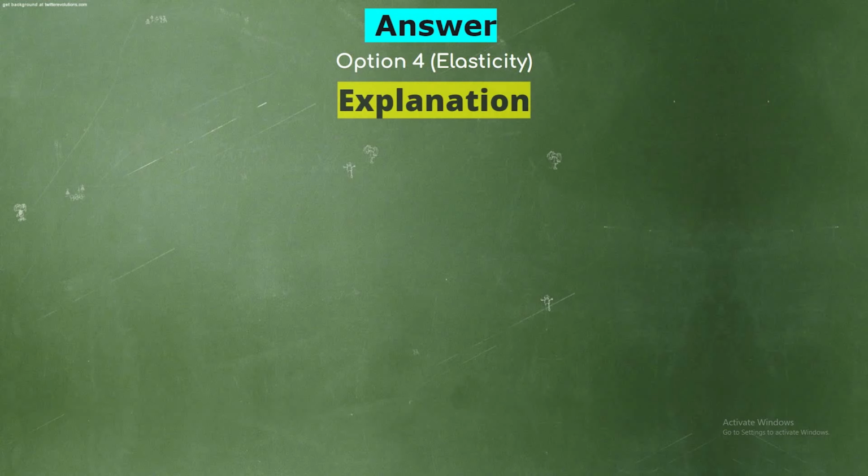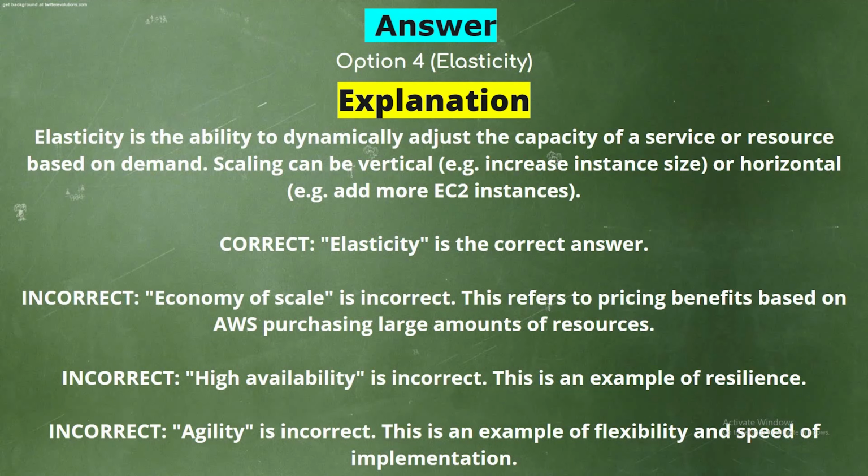Elasticity. Explanation. Elasticity is the ability to dynamically adjust the capacity of a service or resource based on demand. Scaling can be vertical, that is, increase instance size, or horizontal, for example, add more EC2 instances. Correct. Elasticity is the correct answer.